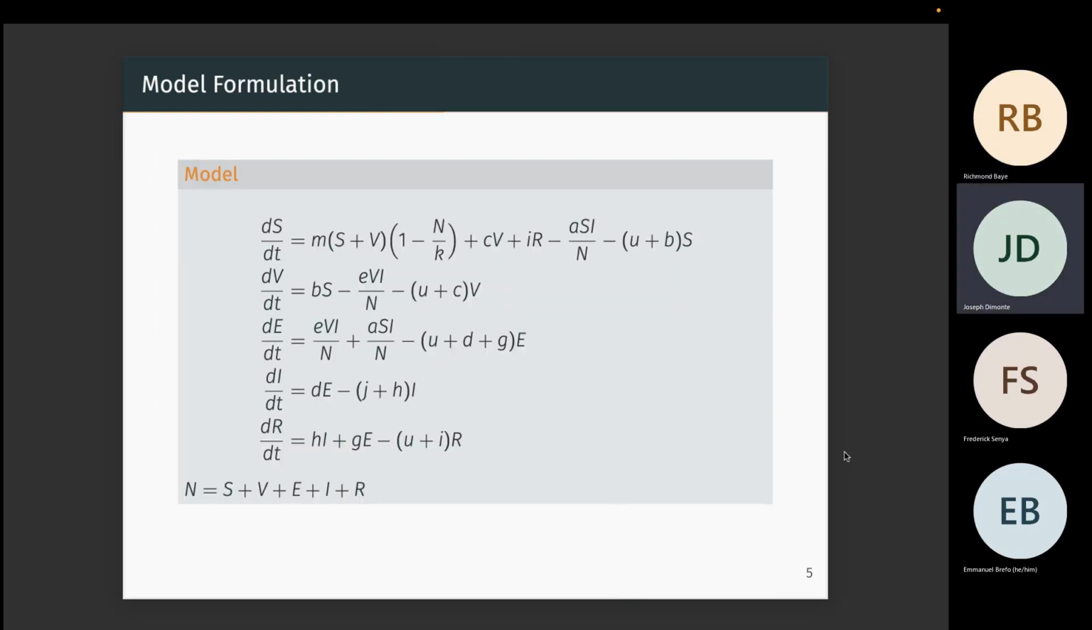And then here are the equations. Like we saw in the beginning of the semester, these are ordinary differential equations, a system of 5 of them, each one representing a state variable. You can see the logistic growth term in the first equation, the M, S plus V, 1 minus N over K. Things like CV and IR are just a parameter connected to a state variable. That's going to be exponential growth or decay.